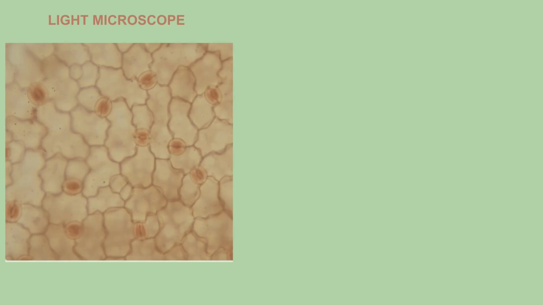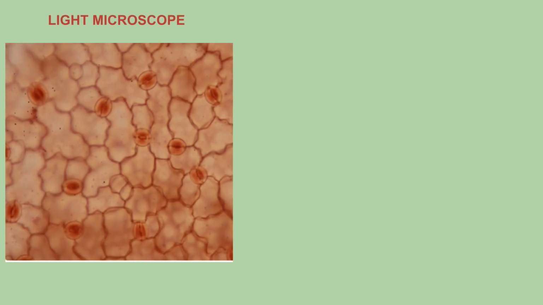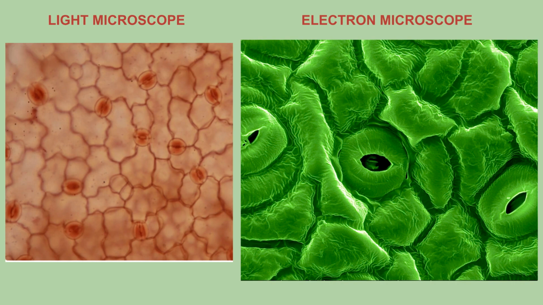Comparing the images, a light microscope provides a more basic view, while the electron microscope reveals much finer detail and higher magnification of the cell structure.